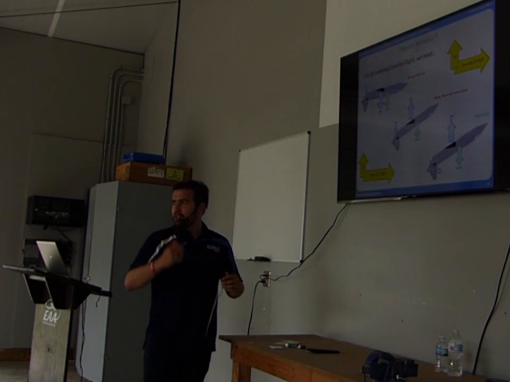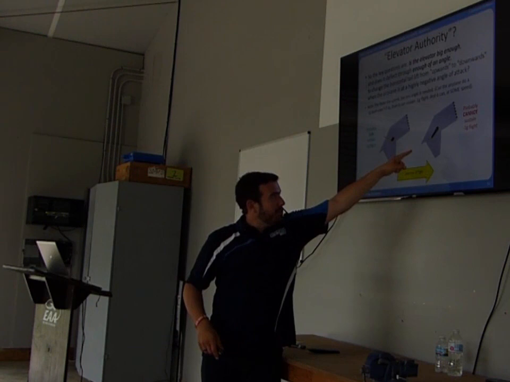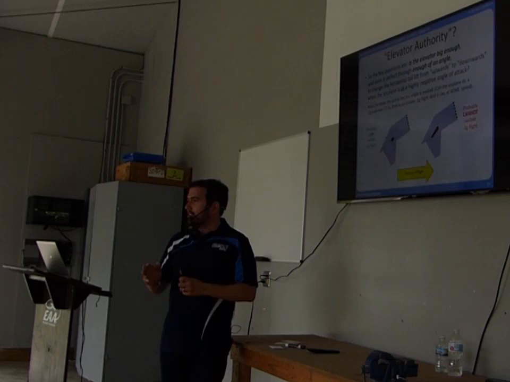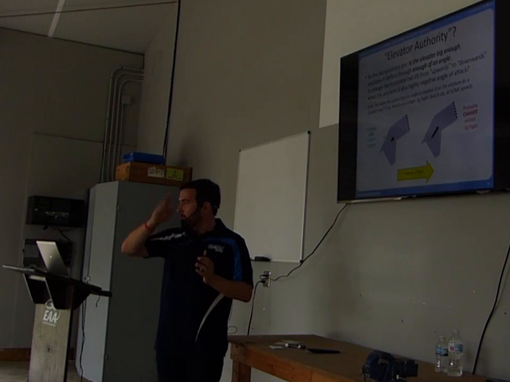If your elevator looks like this, you probably aren't going to be able to sustain a vertical flight. But if your elevator looks like that, you probably will, right? So it depends on what fraction of your horizontal stabilizer is elevator area, is movable area, and by how much does it move, right?